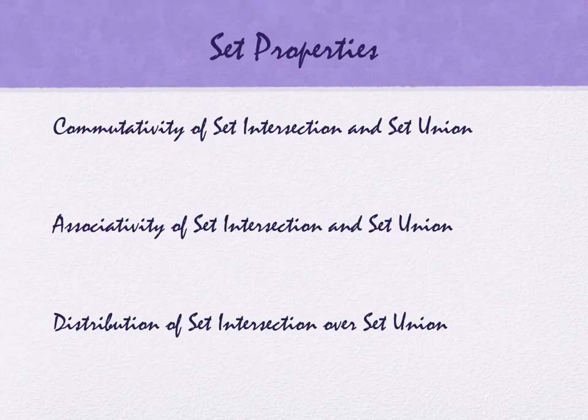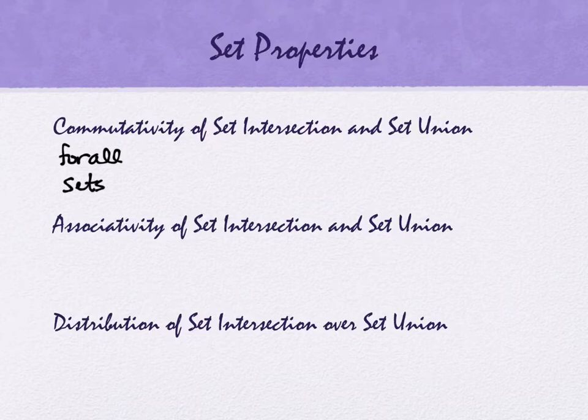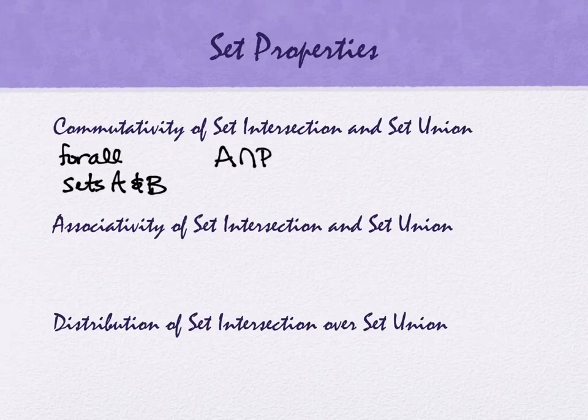Now, we almost have used this. We just haven't said that we've used it yet. These are the commutativity and associativity properties of these sets. So the commutativity of set intersection and set union. If I were to take, we'll say it this way first: for all sets A and B, A intersect B is the same as B intersect A.